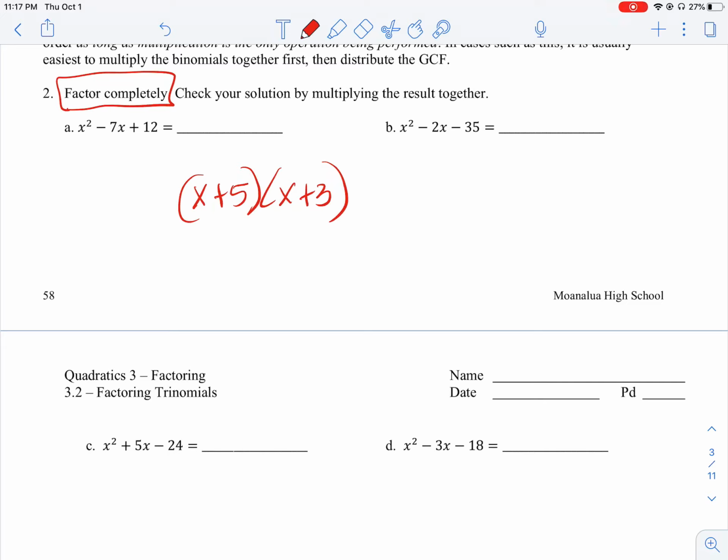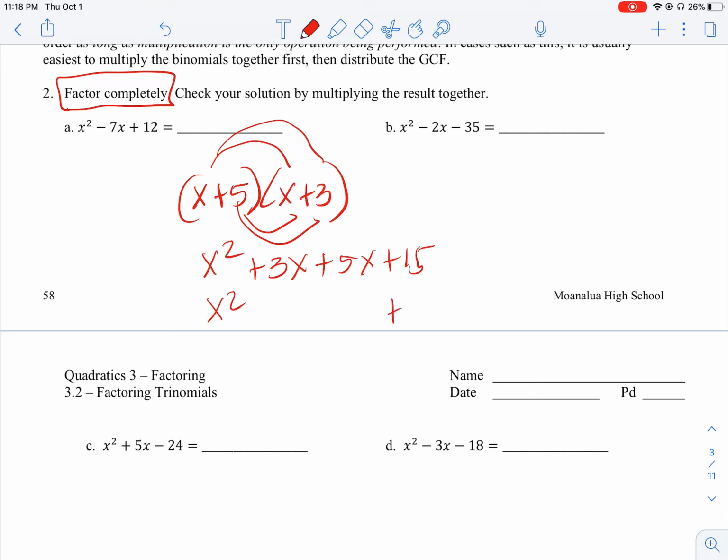You use FOIL, you use the box method, or what else did you guys learn? Or maybe you call it the rainbow method. So you will multiply each of these, right? And we learned that one on 3.1. So again, this is just a random example. So you have an x squared plus 3x plus 5x plus 15. And then you have x squared plus 15.